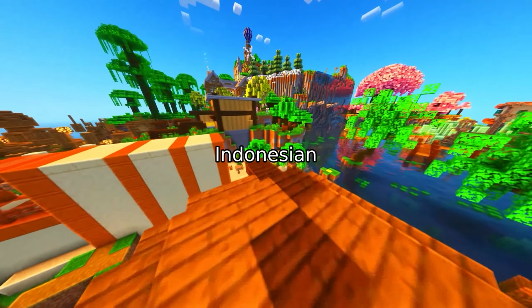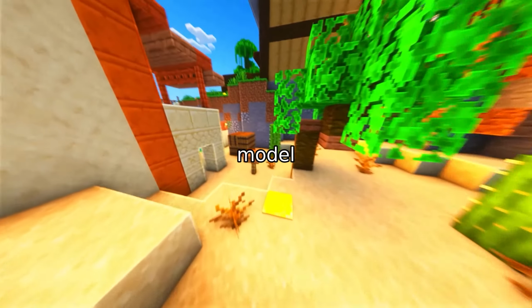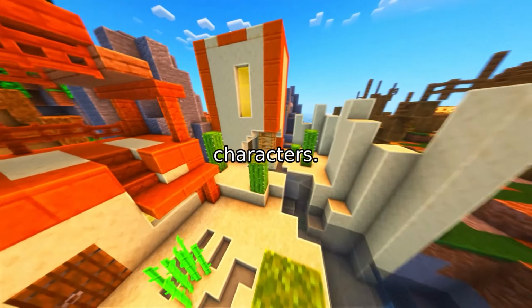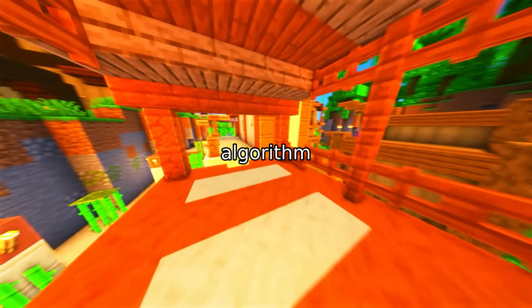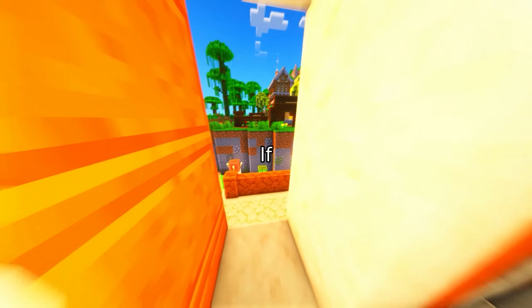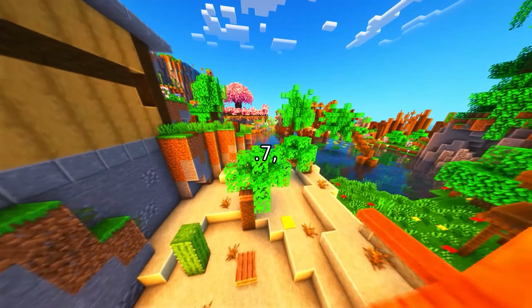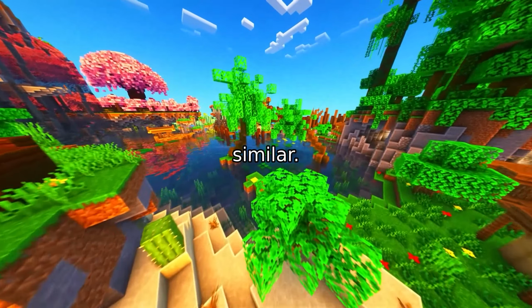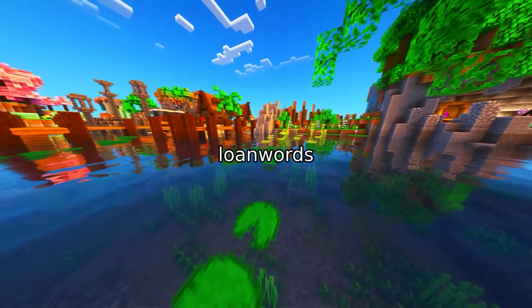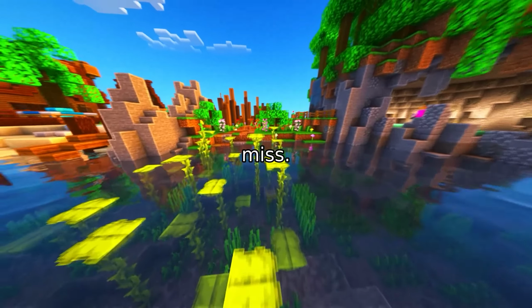Third, phonetic-based instructions. Since Kupang Malay and Indonesian share phonological roots, the model applies phonetic rules extracted from the dictionary to map source characters to target characters. They use a sequence matching algorithm to calculate a similarity score between the phonetic representations. If the score crosses a threshold of 0.7, the words are flagged as phonetically similar. This helps the model handle morphological shifts, vowel reductions, and loanwords that standard character-level models often miss.